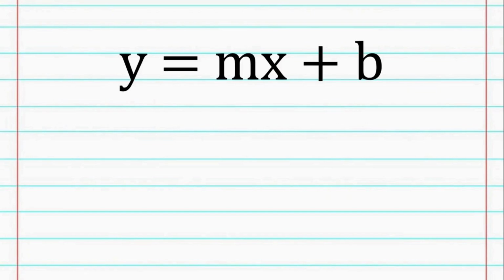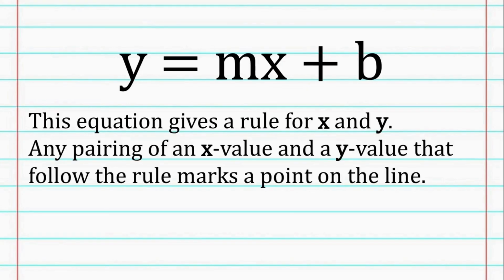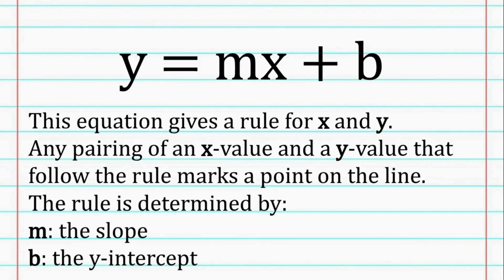For our purposes today, a linear equation, like this one, acts as a rule for the variables x and y. That means that any pairing of an x value and a y value that follow the rule marks a point on that line. The rule is determined by two other variables, m, the slope, and b, the y-intercept.